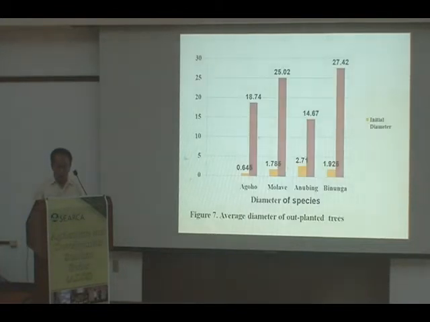Okay, for the diameter of the species, it was found out that binunga's diameter after 1 year ranges from 1.925 to 27.42. So there's an increase of more or less 25 centimeters after 1 year, compared to anubing, wherein the highest diameter is only 14.67. Then for agoho, it's only 18.74, and for mulabi, it's 25.02.